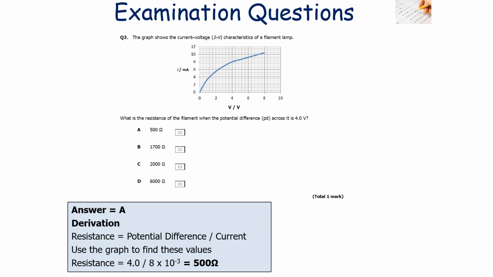Hopefully you do remember that resistance is potential difference over current. So what you want to do is use your graph, when you've got 4 volts, to find the current, and then use the equation resistance is potential difference over current to find your answer. The important thing to note is on the y-axis the label says milliamps, not amps. So you've got to convert your value of current from milliamps into amps. Milli means times 10 to the minus 3, to work out your answer.